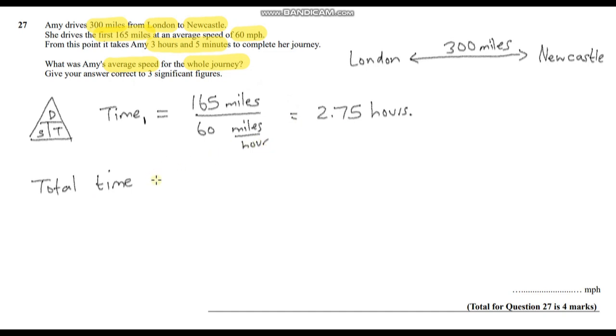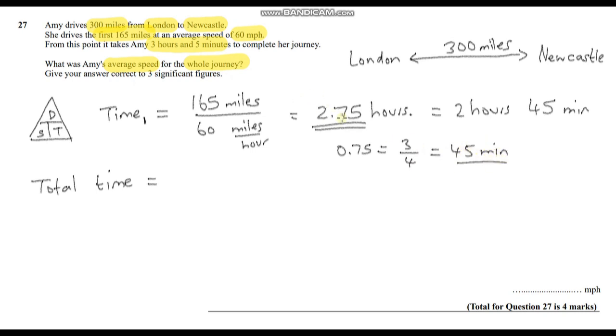So we've got 2.75 hours, and if we convert that to hours and minutes, that is the same as 2 hours and 45 minutes. The reason why I knew it was 45 minutes is because 0.75 is 3/4. So it's 3/4 of an hour, which is the same as 45 minutes. So 2.75 hours is 2 hours and 45 minutes.